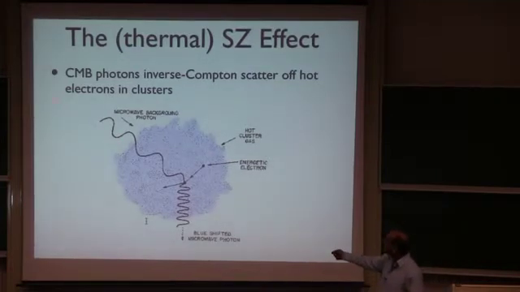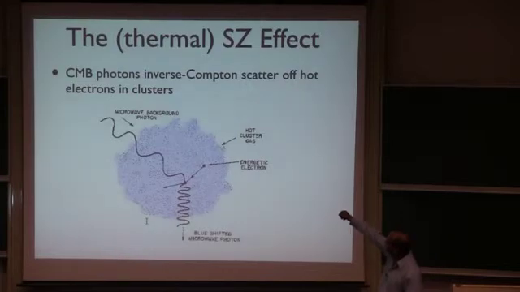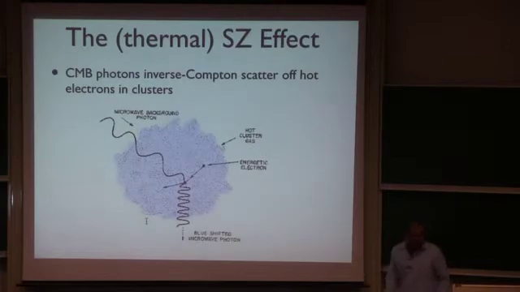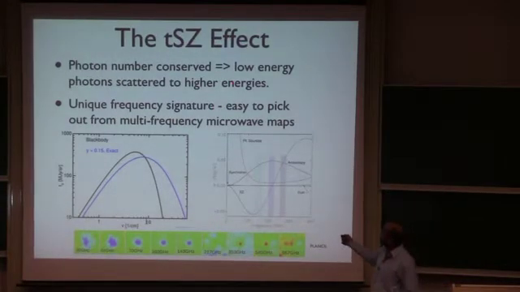Well, basically you have microwave background photons that inverse Compton scatter. This is a cluster, and you have energetic electrons in the hot cluster gas. So these photons gain energy from the electrons, and they get blue shifted. As the photon is traveling from the last scattering surface to us today, it passes through this cluster gas, scatters, and gains energy. The total photon number is conserved, but what that means is low energy photons get scattered to high energies, and it's shown here.